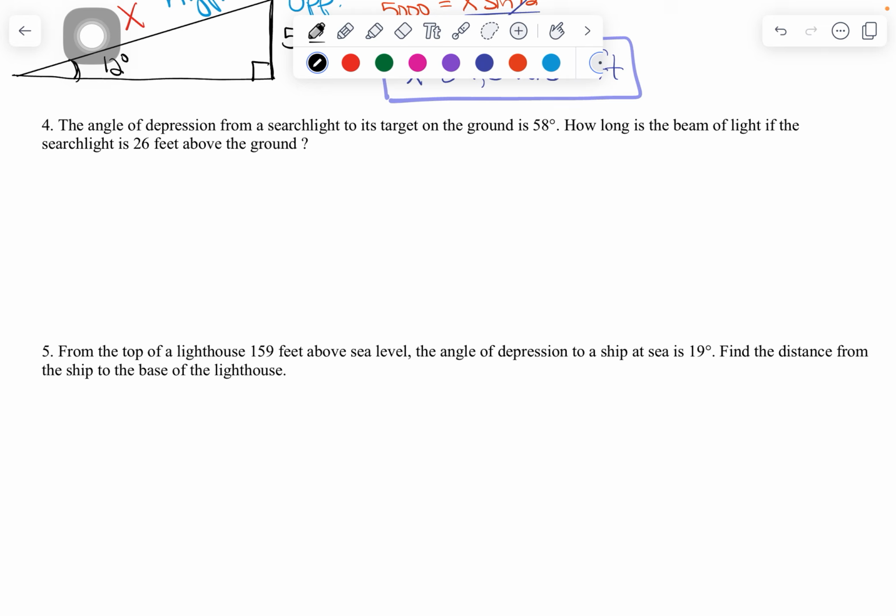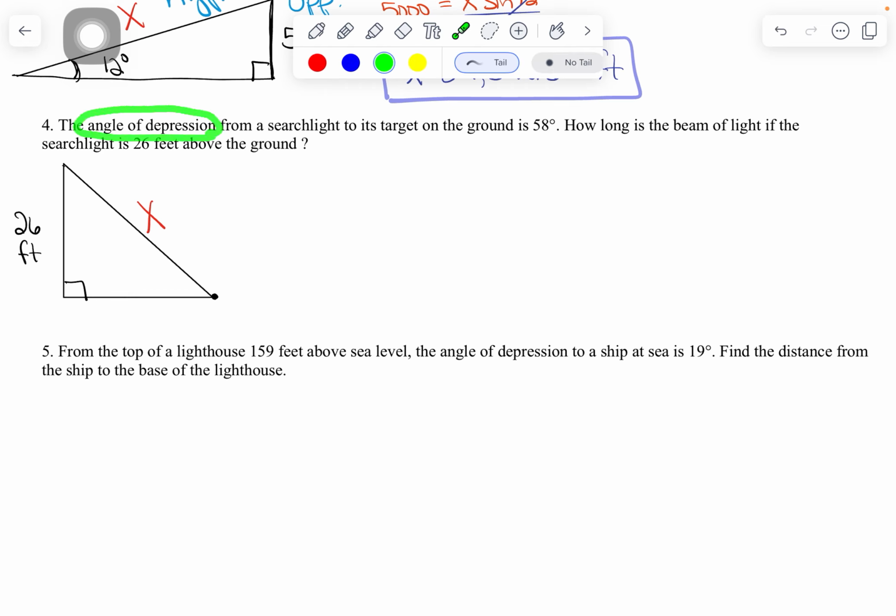I'm not going to worry about the angles yet. So here's my searchlight. That is 26 feet above the ground. And somewhere down here, there's a point that is the target. So the beam of light's coming down here. We're going to make the searchlight be perpendicular to the ground, and I am asking how long is the beam of light. So there we go. The problem is we need the angle in the picture, right?